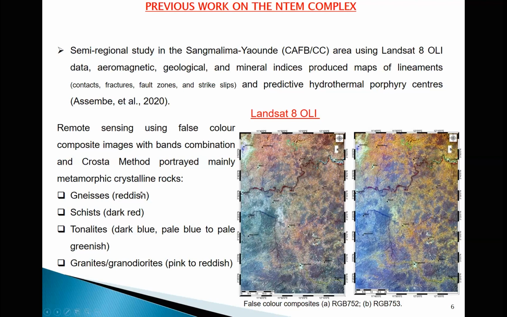and from that they determined, in reddish colors up there and maybe down south here and in the east, occurrences of gneisses and the schists that are darker red, almost occurring together with the gneisses. And tonalites, the dark blue colors, pale blue, and the greenish ones correspond to tonalites, and granites are a little bit more pinkish and reddish. So it was a color composite image association.